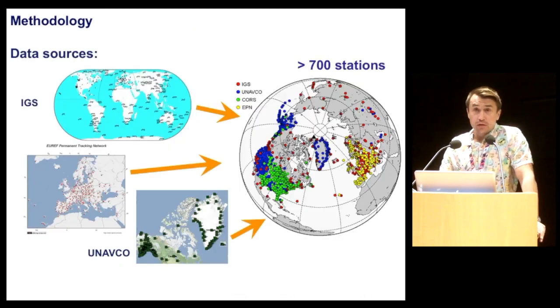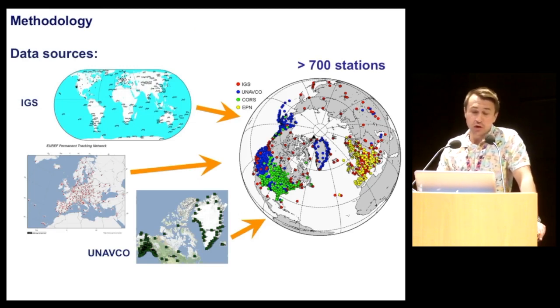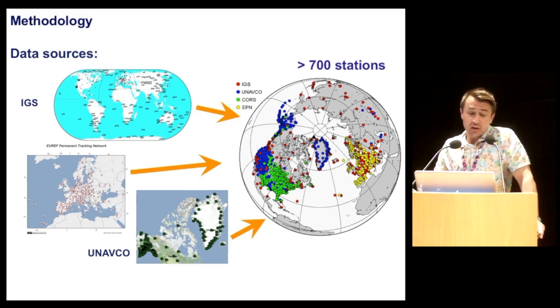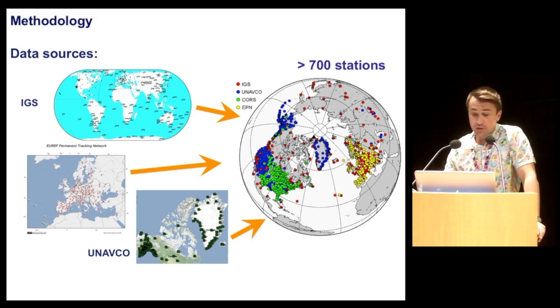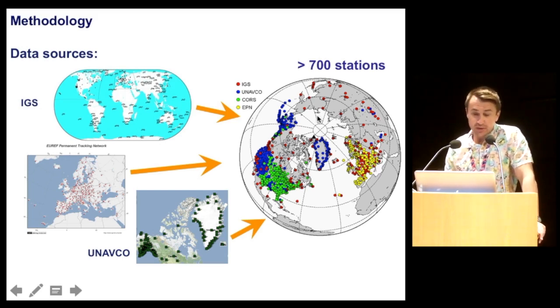And we apply the rate of TEC index approach for a selected number of stations. We select, from the actual number of stations available from different networks, about 700 stations, more or less uniformly distributed. These stations represent the IGS, UNAVCA, EPN, and CORS networks. It's the distribution of stations for the product that we generate.